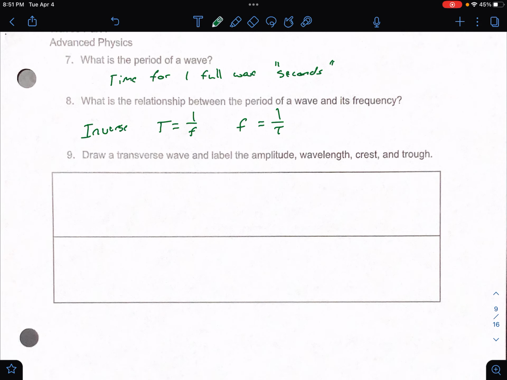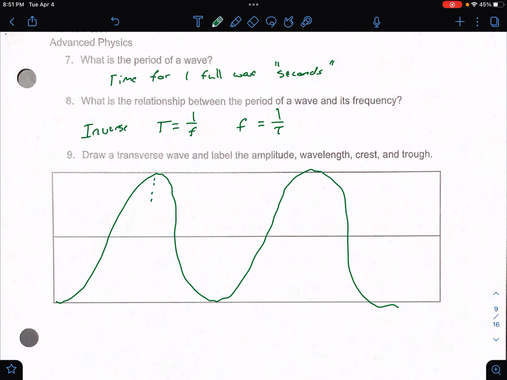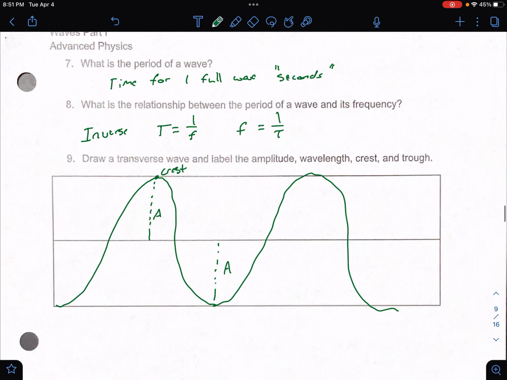And then number 9, draw a transverse wave and label the amplitude, wavelength, crest, and trough. Okay, so I'm just going to draw a wave. Doesn't have to be perfect. Okay, so my amplitude can be the height from the top to the midpoint, or midpoint to the bottom, the trough. So remember, the top point is called your crest, and the bottom point is called your trough.